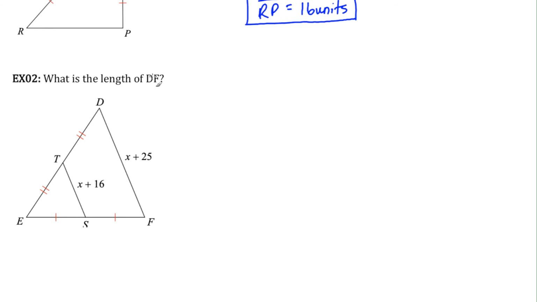Example number 2, what's the length of DF? Now we actually have 2 ways of thinking about this. So what's DF? Well, we know that DF is 2 times TS. Or we can do it the other way. We can say that TS equals a half of DF.